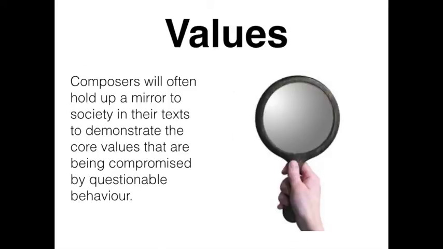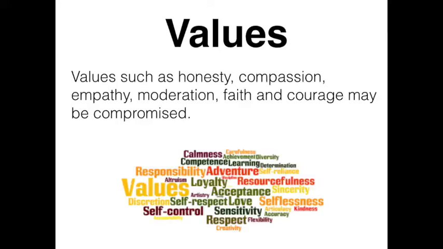Composers will often hold up a mirror to their own society in their text to demonstrate the core values that have been compromised by questionable behavior. In the text you're studying, are the values of honesty, compassion, moderation, faith, and/or courage being compromised?